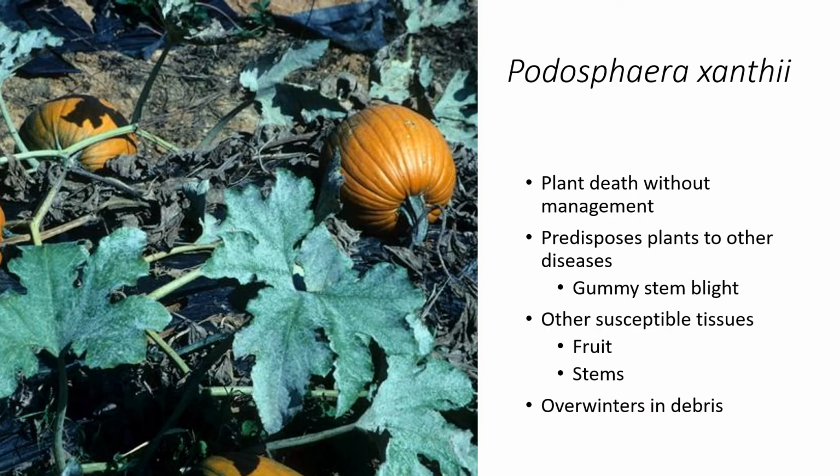Like the other powdery mildew species, plant death is almost certain if we don't manage disease. Also, infection by a powdery mildew pathogen really makes plants more susceptible to other diseases like gummy stem blight. So even if you're semi-managing powdery mildew, you can still predispose a plant to gummy stem blight. Other susceptible species of Podosphaera xanthii affect fruit and stems, so we don't just see it on leaves, we can see it on other plant tissues as well.